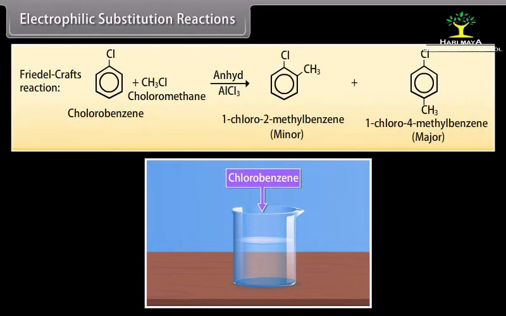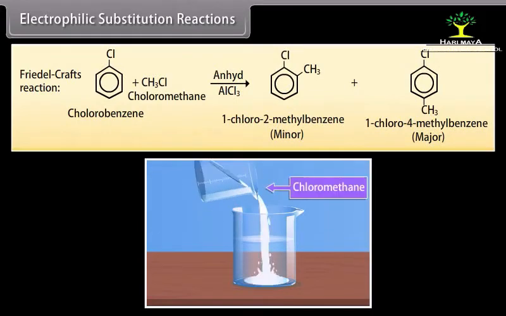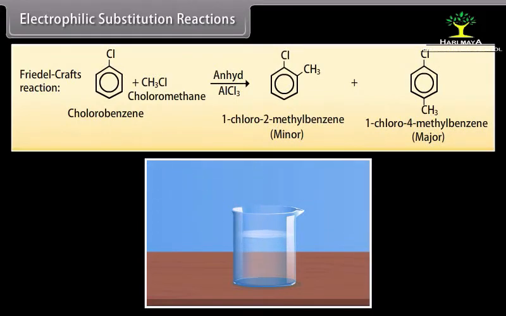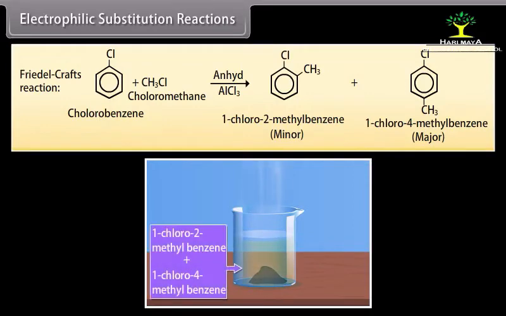Friedel-Crafts reaction. When chlorobenzene solution is mixed with chloromethane and then some anhydrous aluminium chloride is added, it reacts to give 1-chloro-2-methylbenzene, which is a minor product, and 1-chloro-4-methylbenzene, which is a major product.